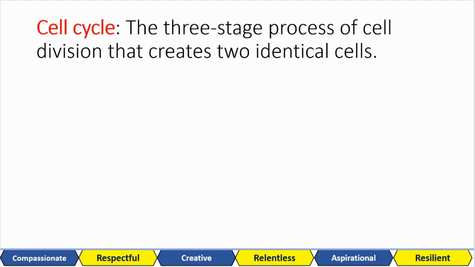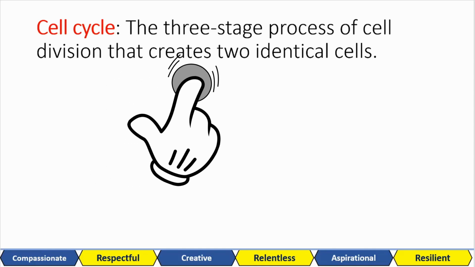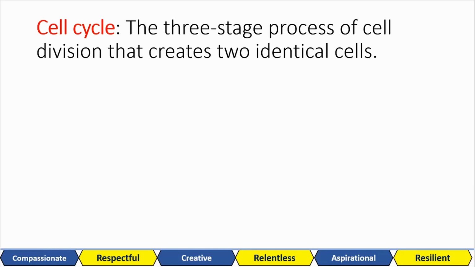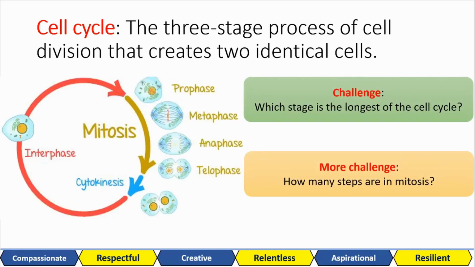Now let's move on to mitosis. The cell cycle is a 3-stage process of cell division that creates 2 identical cells. I've got these 2 challenge questions. Do your thing.